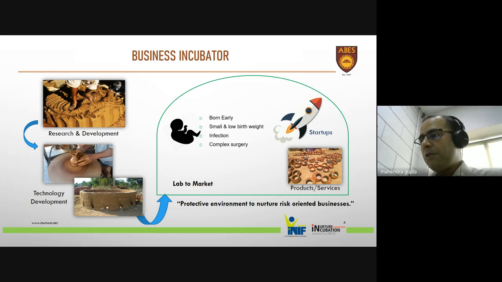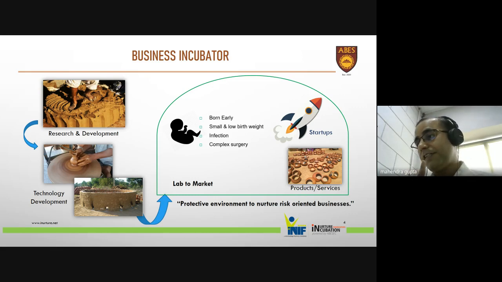We are looking for people to become self-employed. We are looking for people to become the job provider rather than the job seeker. Thus, you are directly contributing to the nation's development. And this is the ultimate purpose of this incubator. Now, inside the incubator, one should understand one important portion.